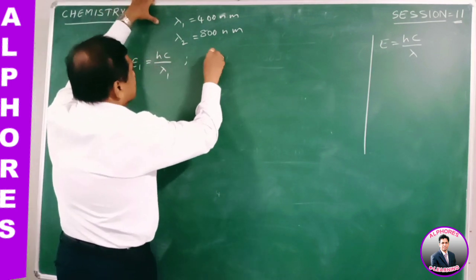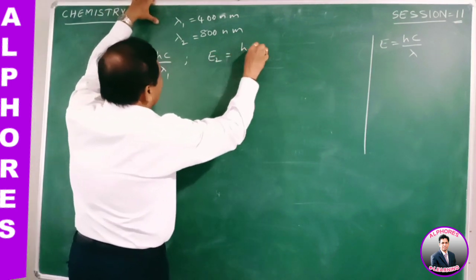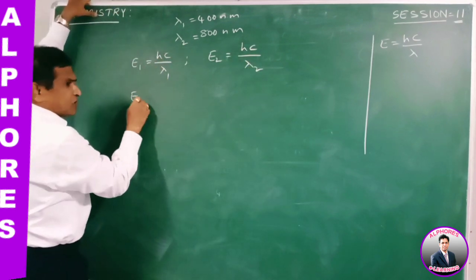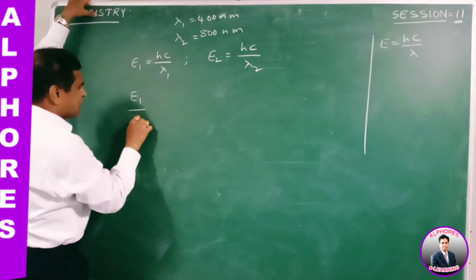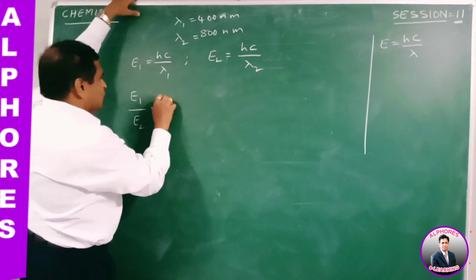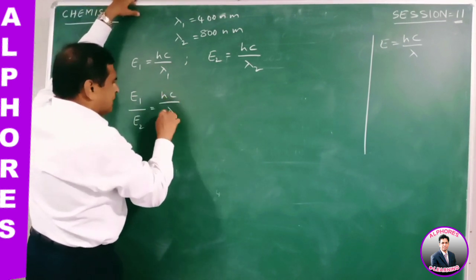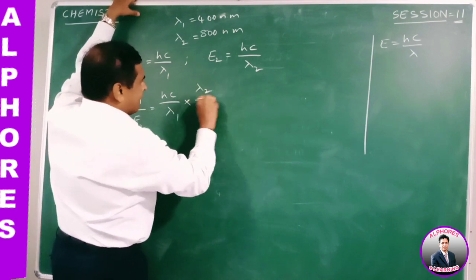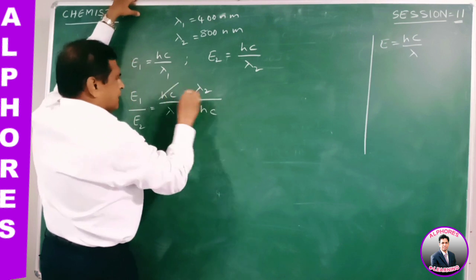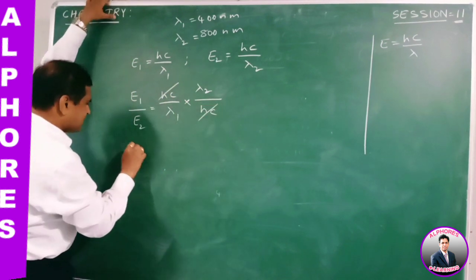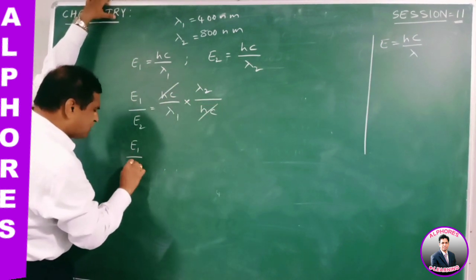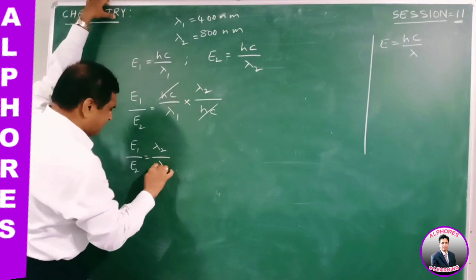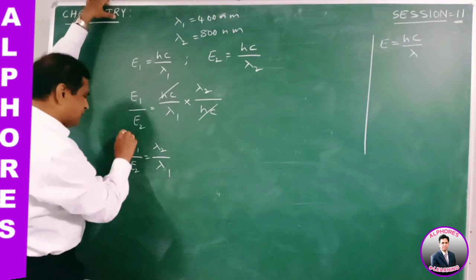Similarly, E2 is equal to hc by lambda 2. Okay, done. Now the ratio of energies, E1 by E2, is equal to hc by lambda 1 into lambda 2 by hc. That is, E1 by E2 is equal to lambda 2 by lambda 1. This is the necessary relation for us now.